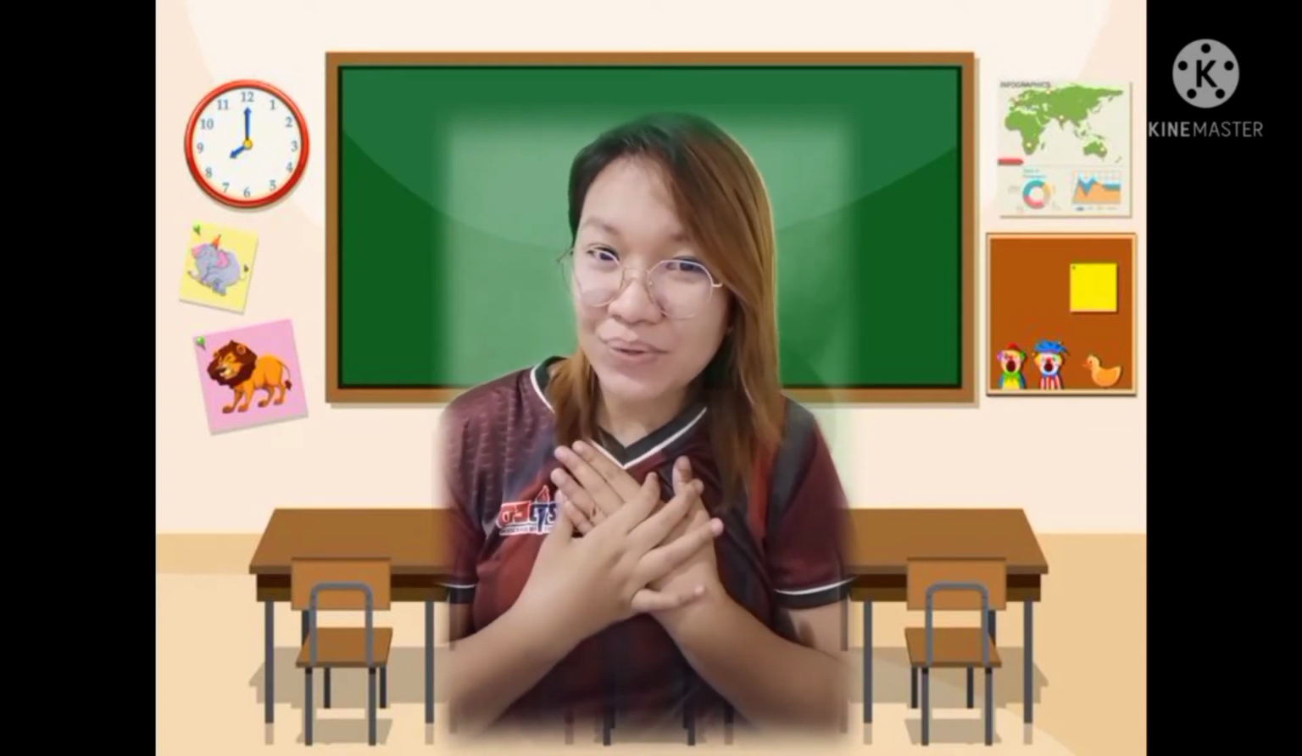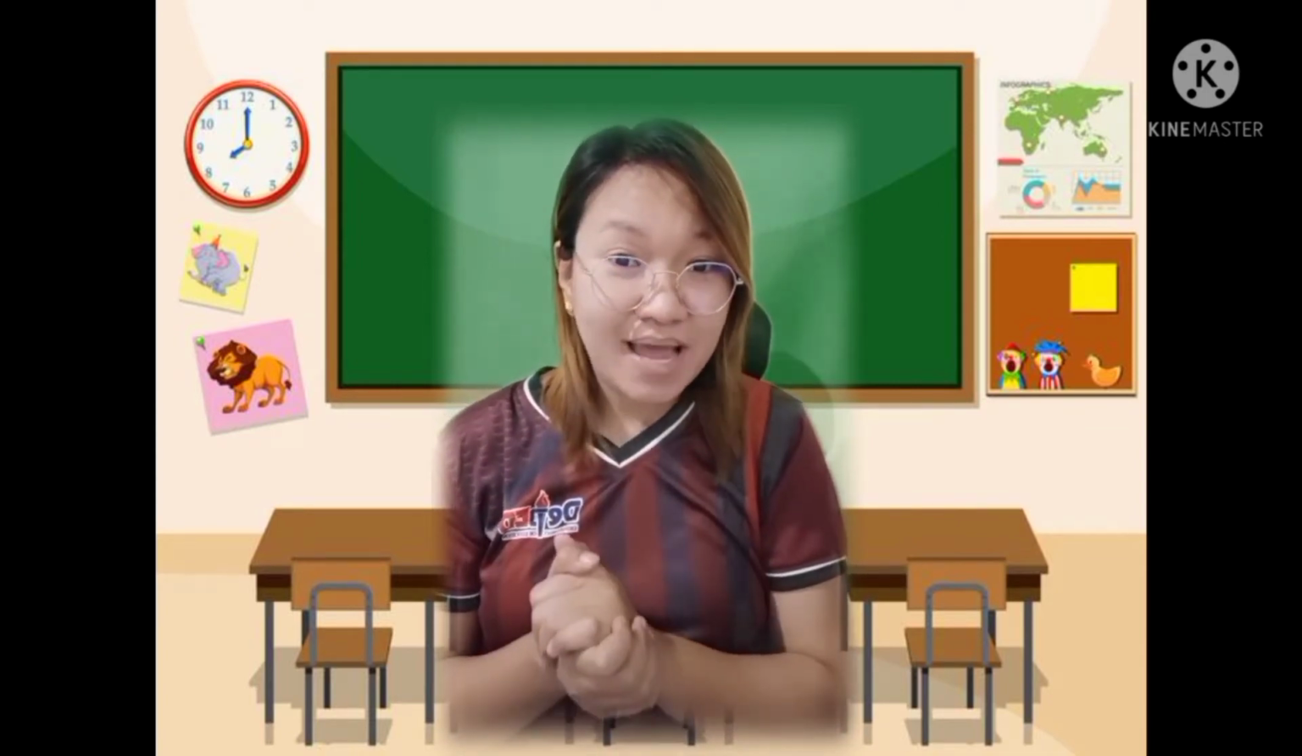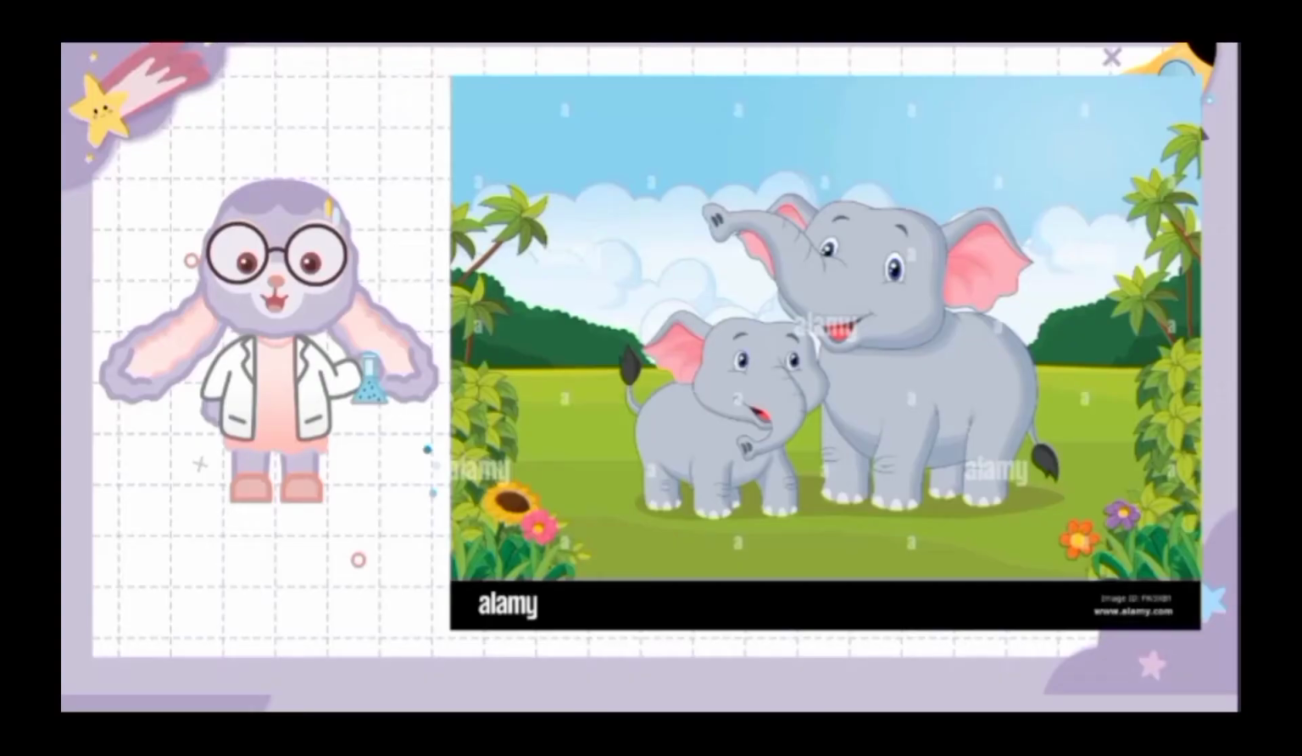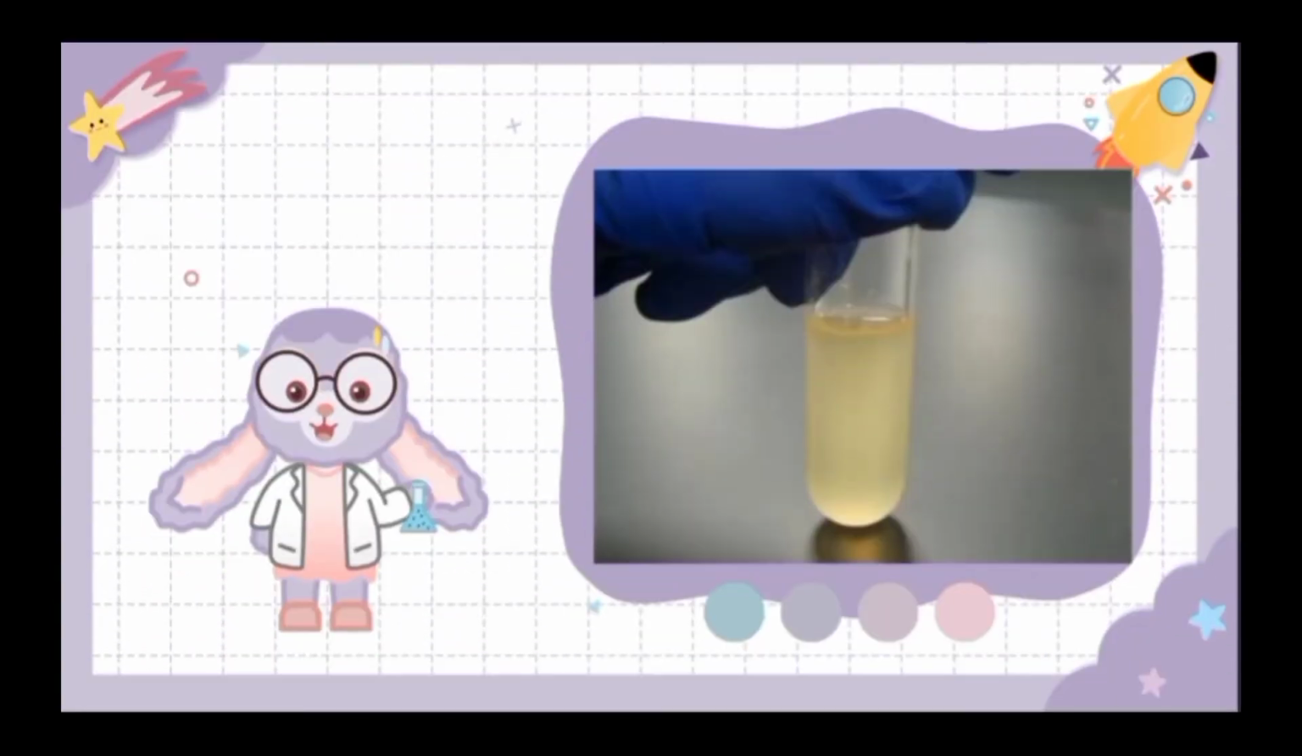Before we start our discussion, I want you to take a look at this picture. What are your insights or your observations in the picture? Very good! We all know that there are living things around us. Some living things are quite big while others are small. But did you know that there are living things which are even smaller that you cannot see using your naked eye?